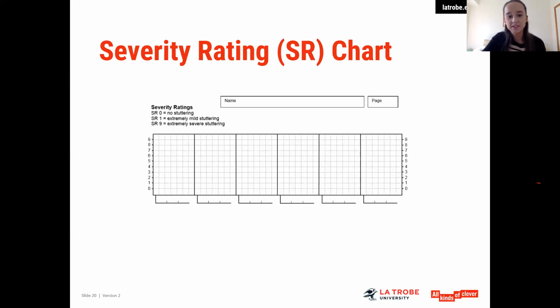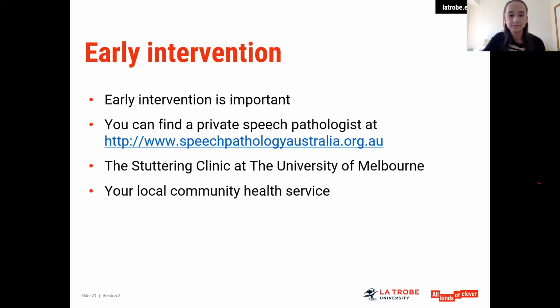I'll now move on to Sunny, and she might discuss more about early intervention. So early intervention is important to treat stuttering. Speech pathologists need extra postgraduate training to be able to deliver the Lidcombe program. So if you look for a private speech pathologist, really ensure that they've got extra training in the Lidcombe program. La Trobe is not the only clinic in Melbourne that does the Lidcombe program either, but it is a cheaper option. The program is mostly delivered by final year La Trobe University students, speech pathology students, obviously.